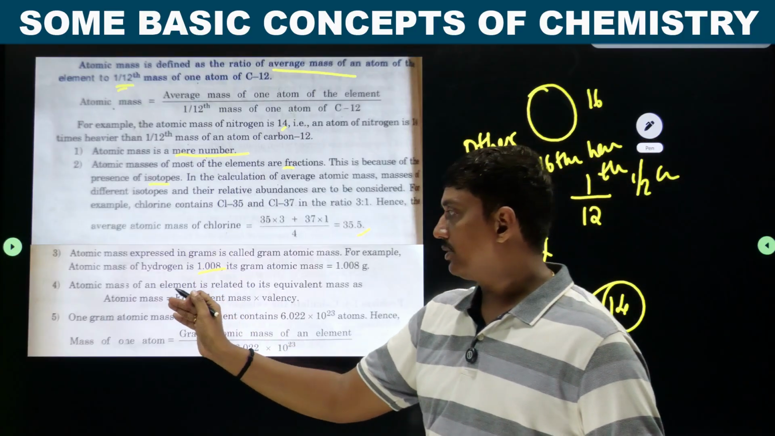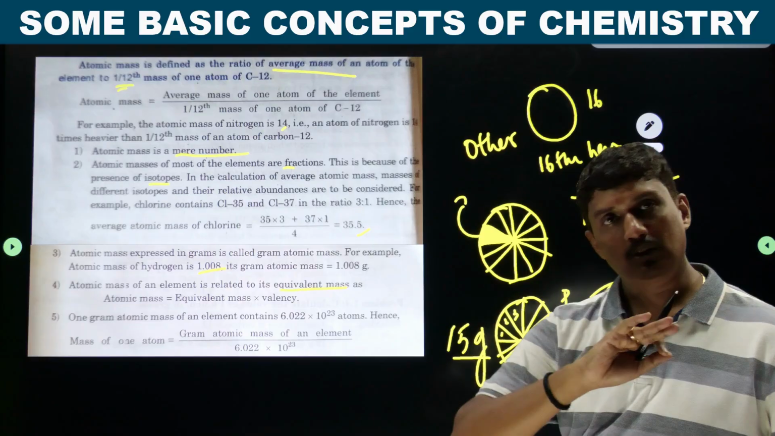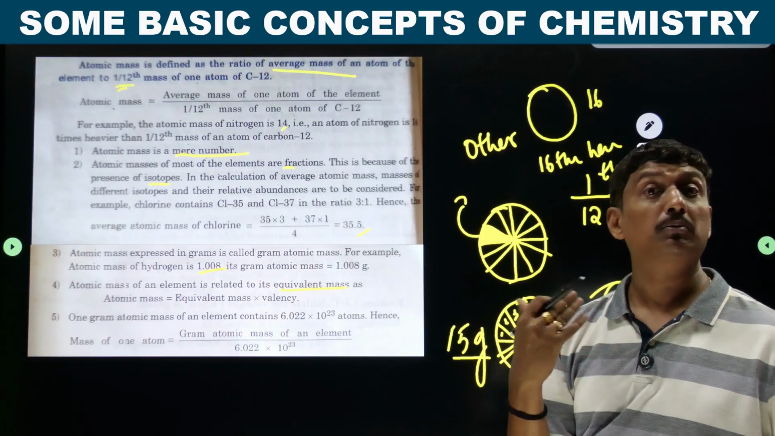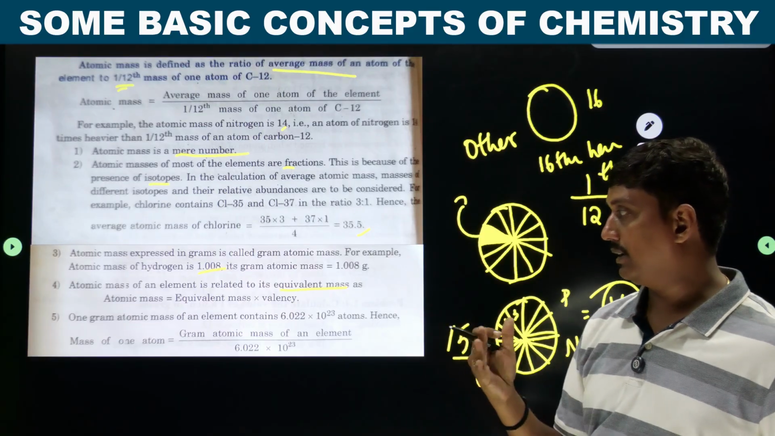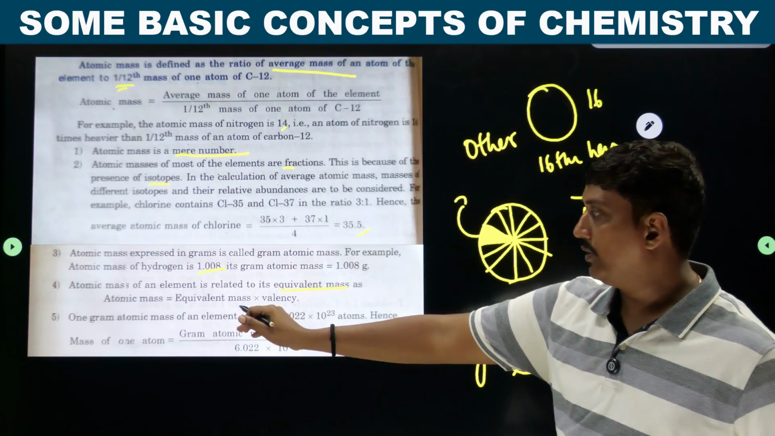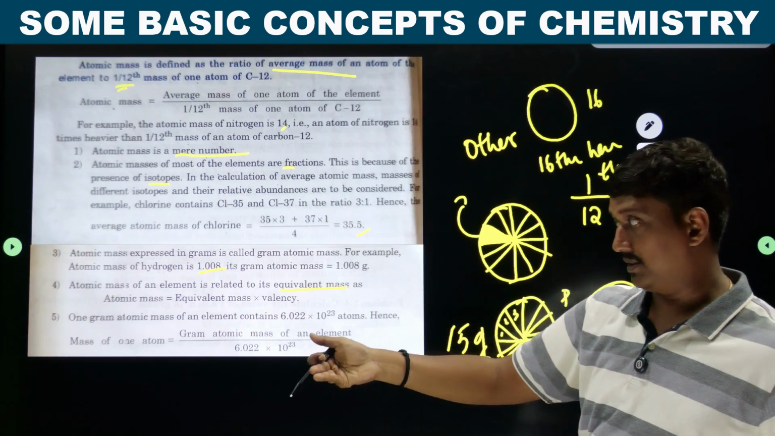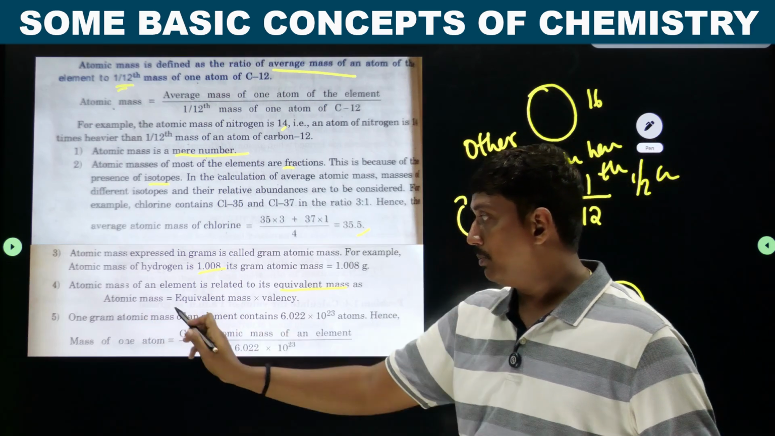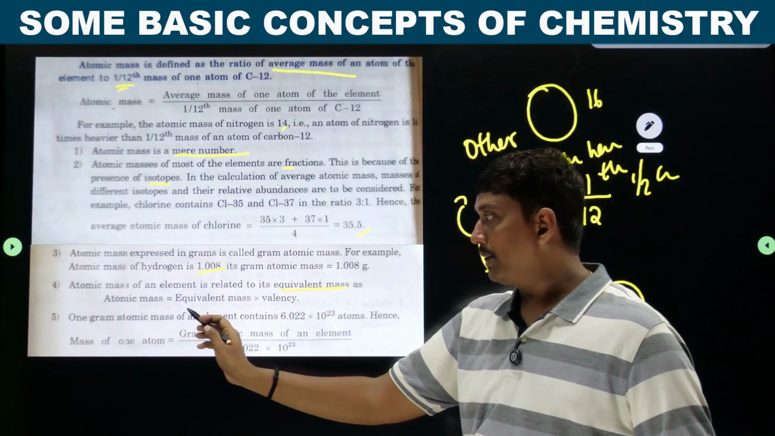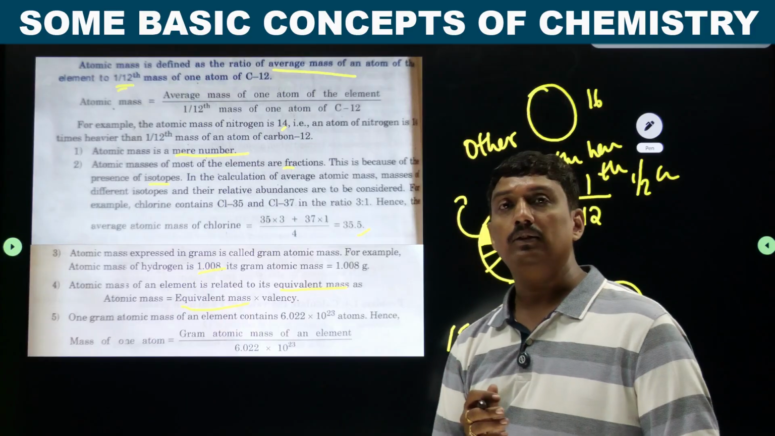So the atomic mass of an element is related to equivalent masses. This is a totally different topic, and it will be explained later. Equivalent mass calculation is different, but this formula you should know. We are using it to calculate the empirical formula in the next sessions. So atomic mass can also be calculated using equivalent mass and valency.